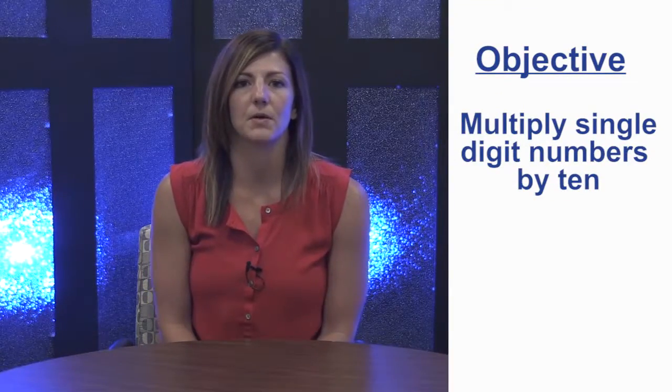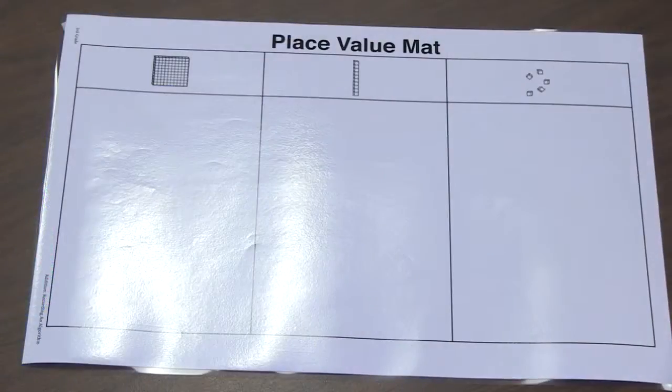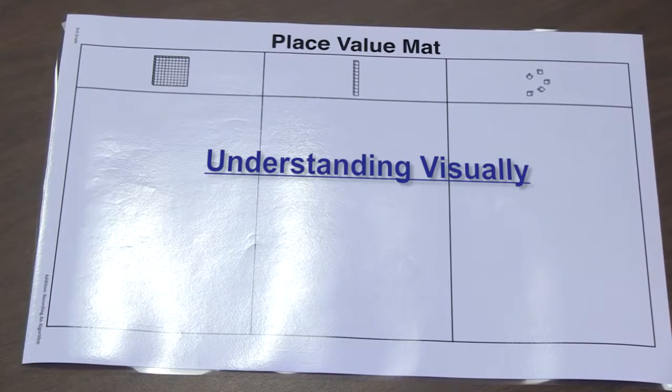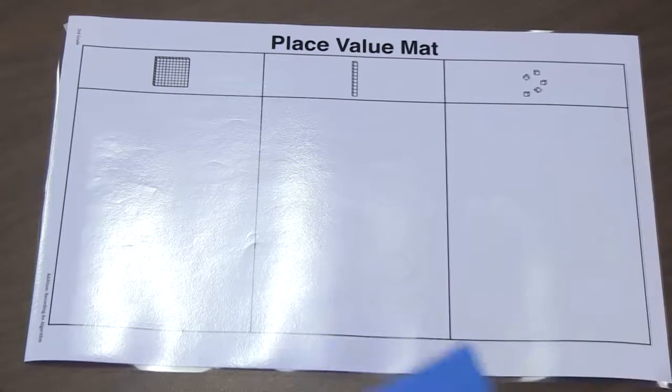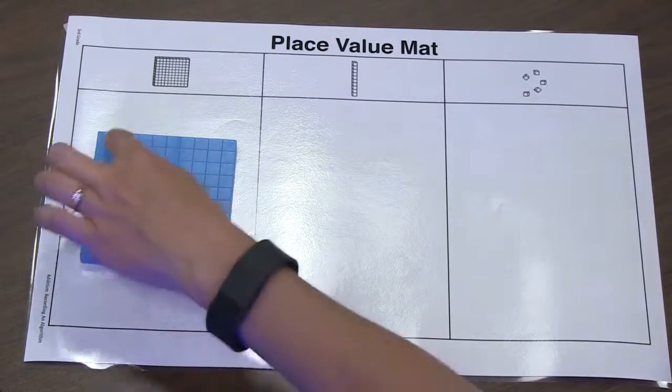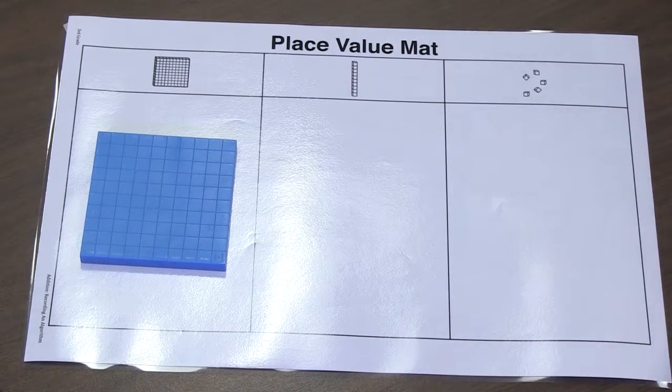In this lesson, students will be able to multiply a single-digit number by a multiple of 10. To help students visually understand how to multiply single-digit numbers by multiples of 10, we're going to be using base 10 blocks. To review, this is 100, which is known as the base. It's a 10 by 10, so you have 100 squares in there.